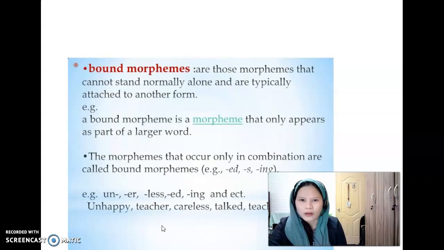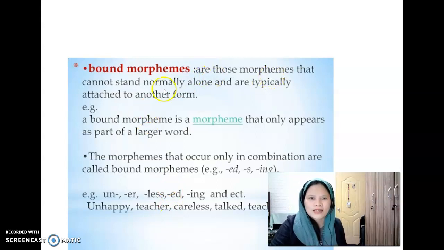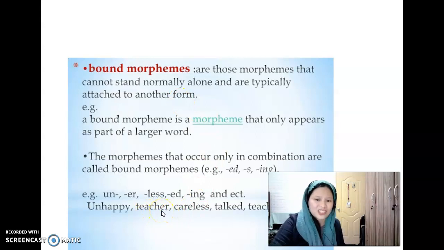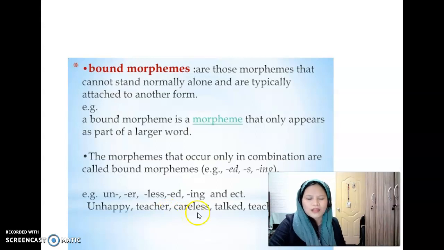All right. So bound morphemes are those morphemes that cannot normally stand alone and are typically attached to another form. As I mentioned, one of the examples was the word unhappy. You cannot just say un because it doesn't mean anything. But when you say happy, it means you're happy. So that is an example of a free morpheme, while un is a sample of a bound morpheme, which cannot stand alone. Other words such as teacher, er cannot stand alone, but teach can stand alone. Careless as well. Less cannot stand alone, which is the bound morpheme.